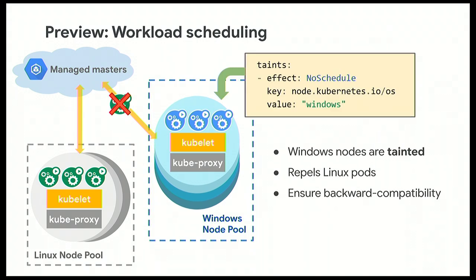So you may be wondering, what would happen to my Linux workloads? Would they get scheduled onto those Windows nodes and fail to run? To prevent that from happening, we'll be tainting the Windows nodes automatically. A taint is a common mechanism used in Kubernetes to steer workloads away. So any workload that cannot be run on Windows will be automatically assigned to Linux nodes. This ensures backward compatibility for your workloads.